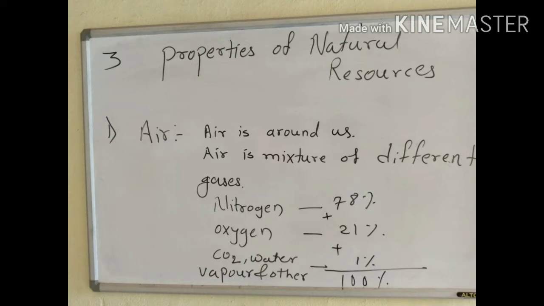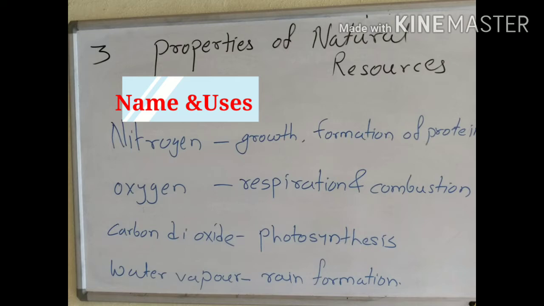Now we learn the names and uses of these gases. Nitrogen is used for growth, formation of proteins, development, etc. While oxygen is used for combustion and respiration. Carbon dioxide is responsible for photosynthesis of plants. It is also one of the respiratory gases and it puts out fire. So this is the most important function of carbon dioxide. While water vapor is responsible for humidity and rain formation.